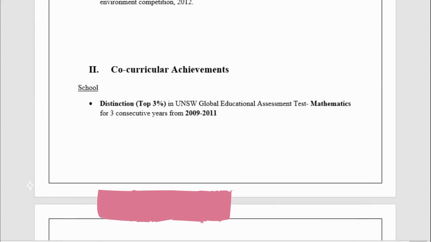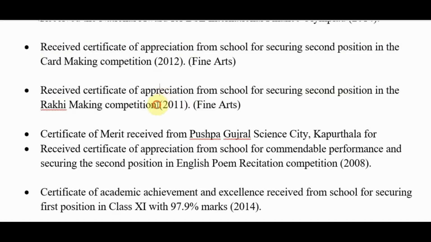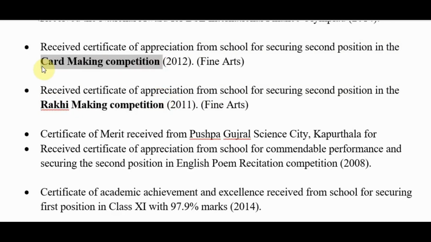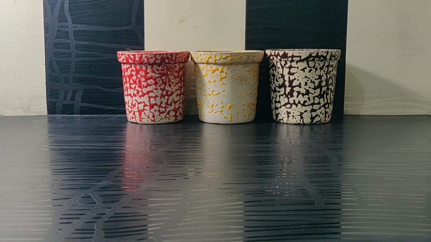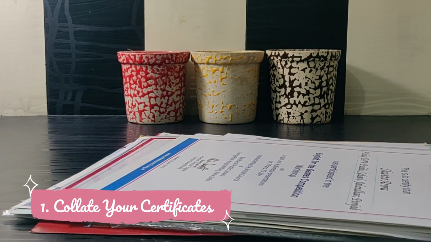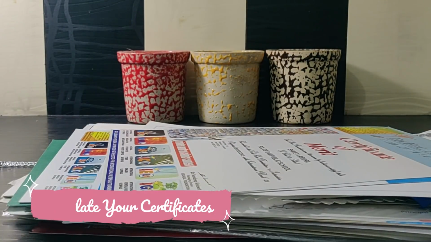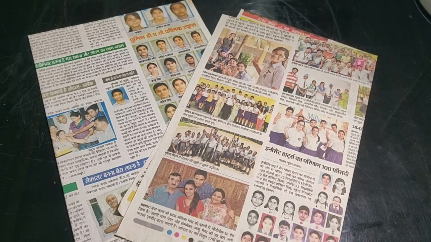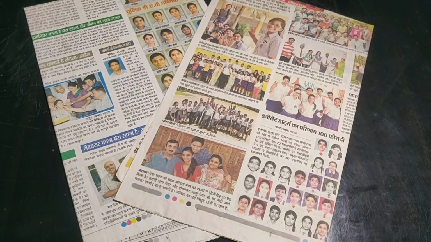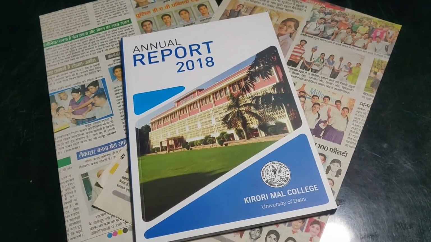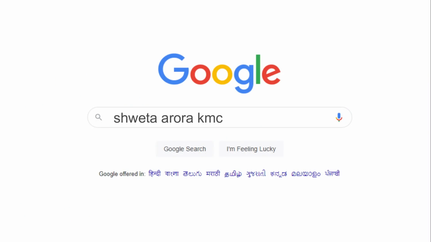And trust me when I say all your achievements, like even if there's an achievement that you're not very proud of, feel free to put it in here. You never know what may come in handy. In order to create a master CV, the first step is to collate all your certificates in one place. Along with the certificates, you may also go through any newspaper clippings, annual reports of your college, or even try searching your name on Google along with your institute name just to make sure that you have all your achievements that need to be documented in the master CV.